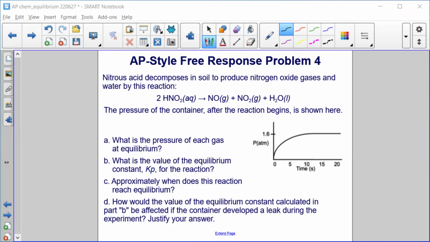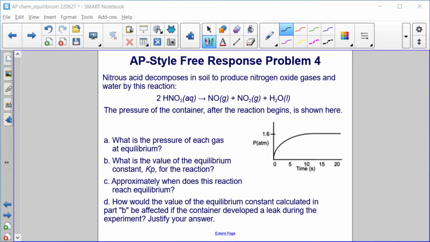AP style free response problem 4. Nitrous acid decomposes in soil to produce nitrogen oxide gases and water by this reaction, where 2HNO2 (aqueous) produces NO gas, NO2 gas, and water. The pressure of the container after the reaction begins is shown here. So you can see as time increases, we see the pressure increase until it levels out.